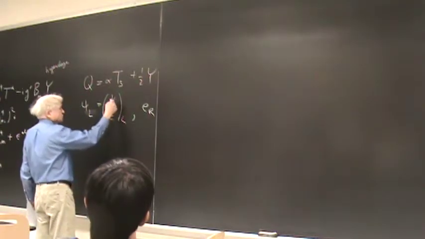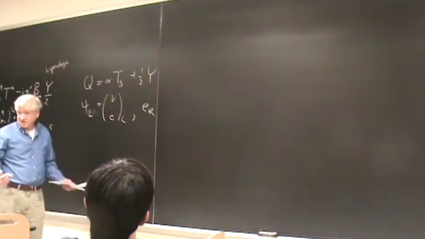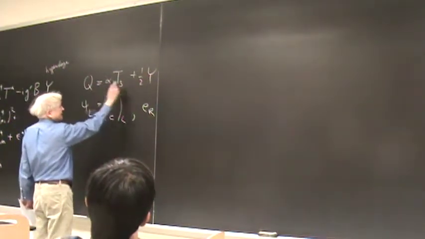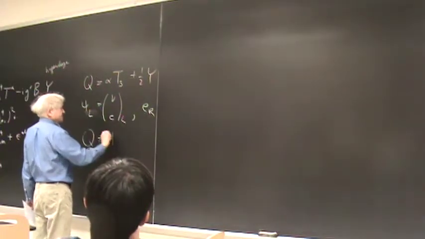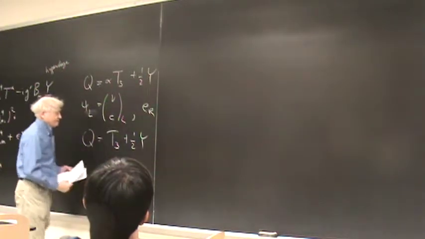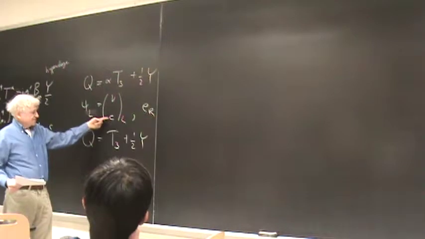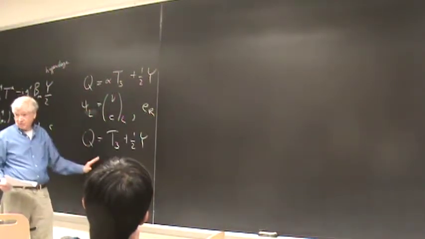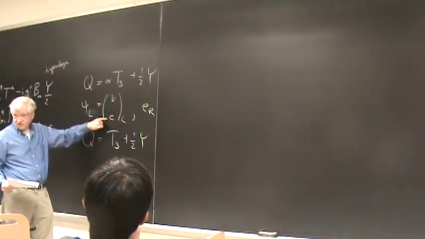Now we notice the charge difference between the neutrino and the electron is a unit difference. We notice then that the only way this will make sense is if Q is T3 plus a half Y. Because then, as we go from plus 1/2 to minus 1/2, the charge will drop by one unit, and that's what we want. To go from neutral to minus one for the electron.